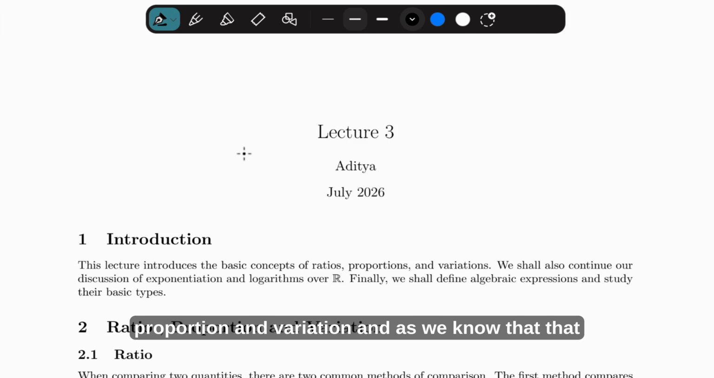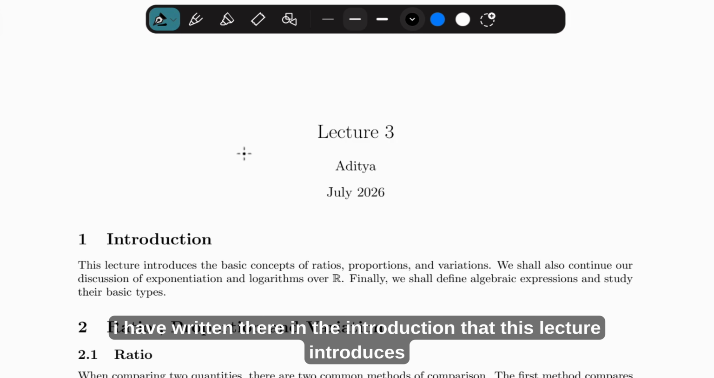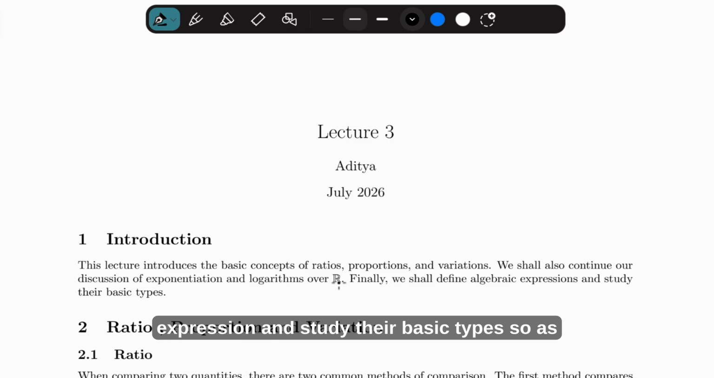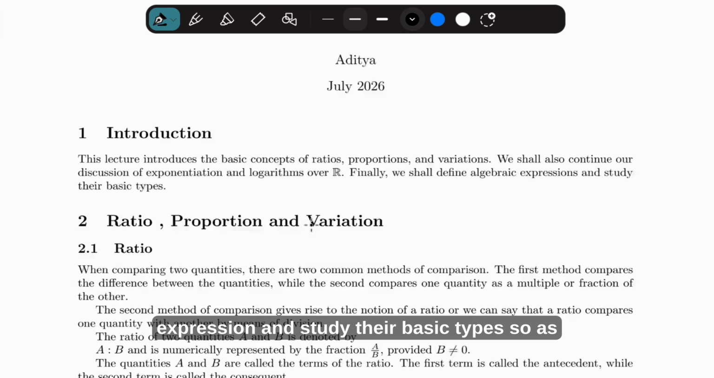As I have written in the introduction, this lecture introduces the basic concepts of ratios, proportion, and variations. We shall continue our discussion of exponentiation and logarithm over the field. Finally, we shall define algebraic expressions and study their basic types.